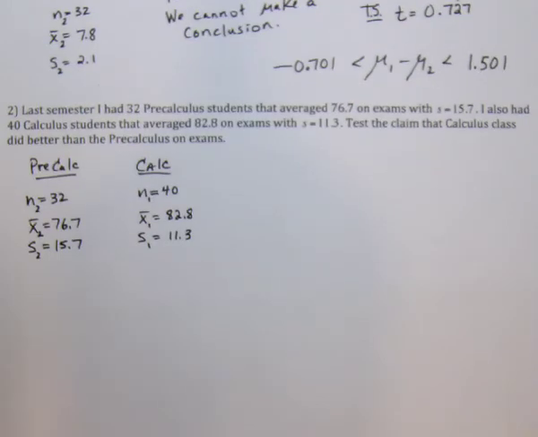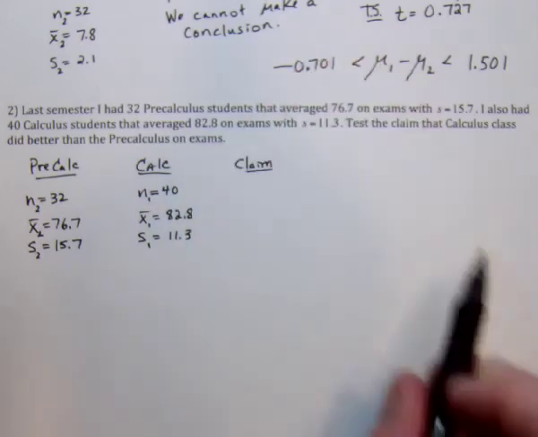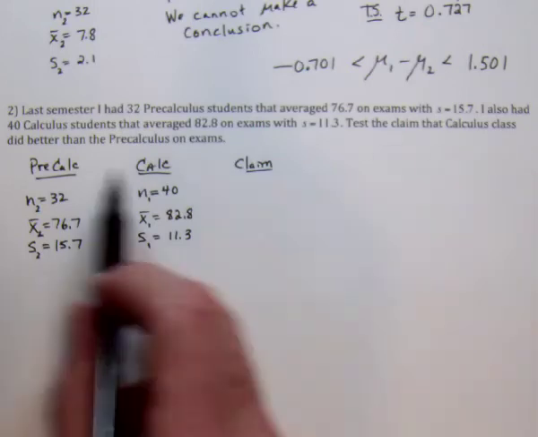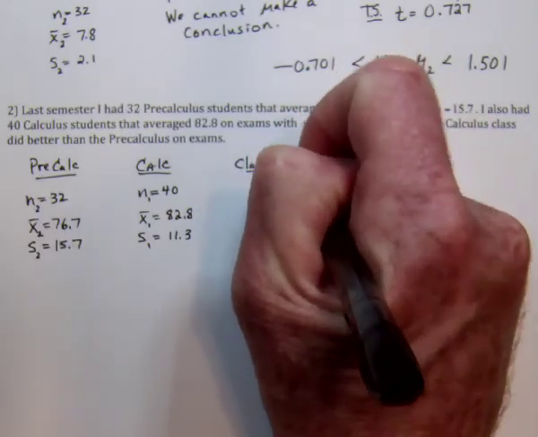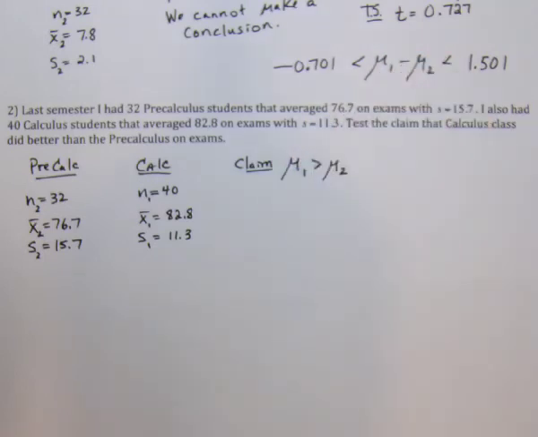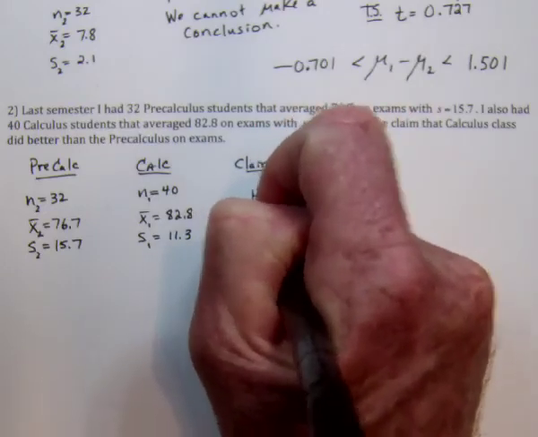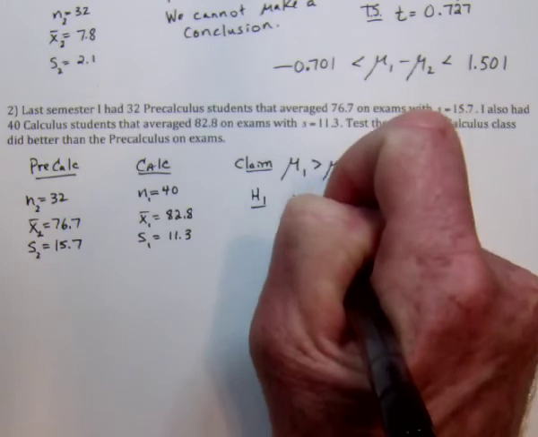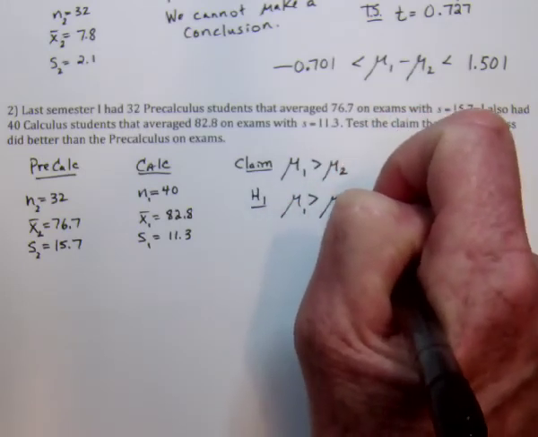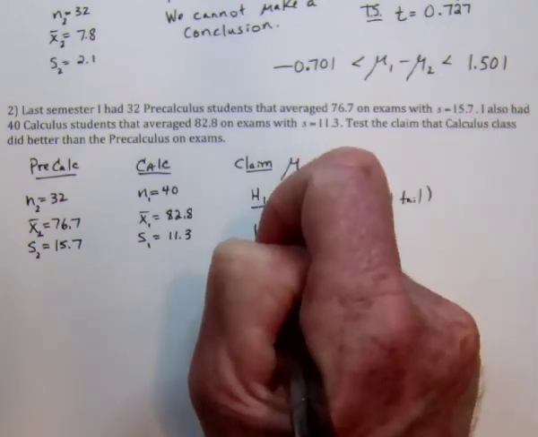So then the setup is going to be the same as last time. Claim is that, at least I think I better double read it. Actually, I said that the calculus class did better. So the claim is going to be that group number 1 did better than group number 2. And in this case, bigger than would be better. H1 can't have an equals, so it has to point to the right. It's going to be that mu1 is bigger than mu2, so that's right tail. And then H0 says equals.